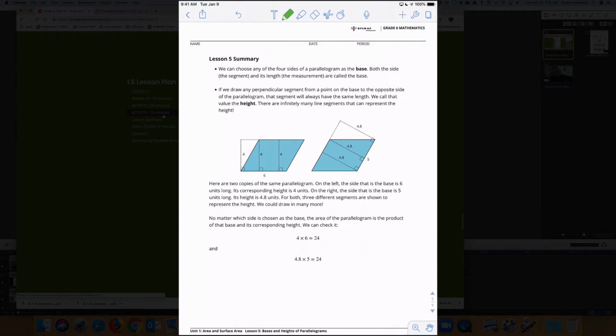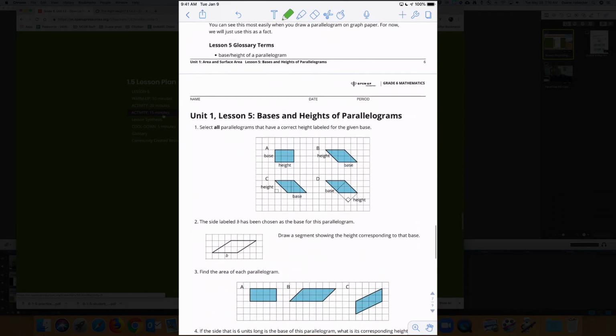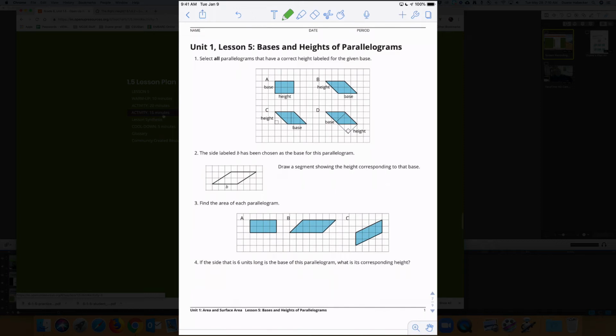So the idea is, in this summary, we're supposed to play with parallelograms. We're supposed to identify what is the base, what is the height, and discover that the formula for the area of a parallelogram is base times height. So there you go. There it is. So let's get working on the homework now.